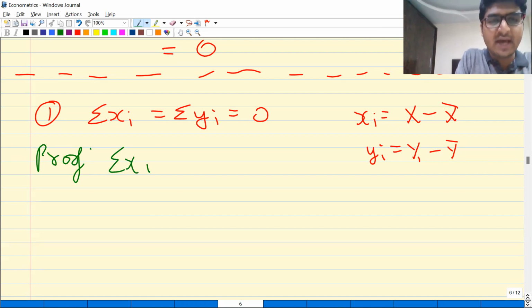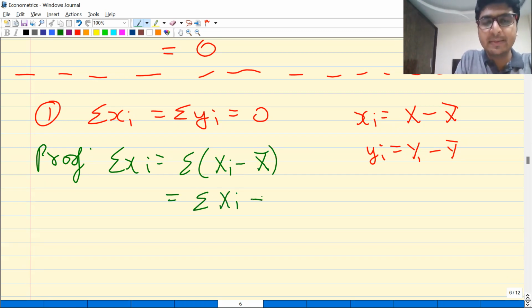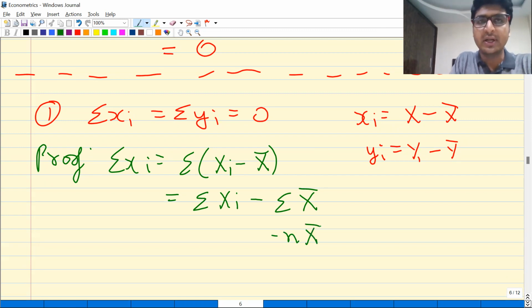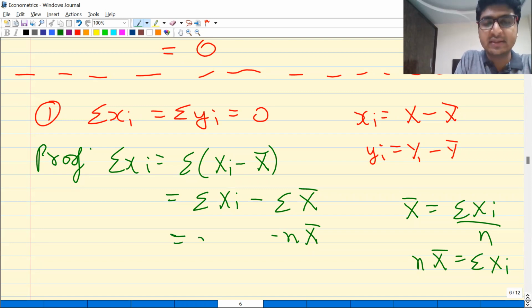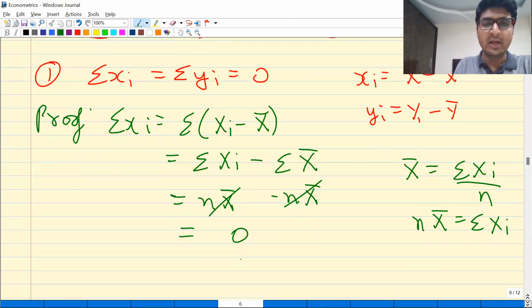तो summation xi will be equal to summation Xi minus X bar. Okay, so it is equal to summation Xi minus summation X bar. Okay, and X bar is a constant, तो ये आ जाएगा nX bar, right? And we know that X bar is equal to summation Xi by n, so nX bar is equal to summation Xi, so that means summation xi is equal to nX bar minus nX bar, तो ये आ जाएगा 0. Okay, and similarly you can do it for summation yi.